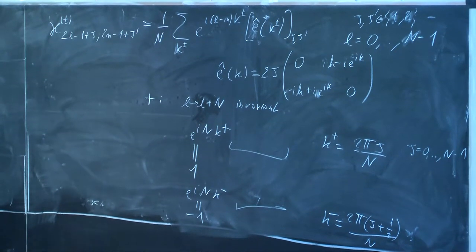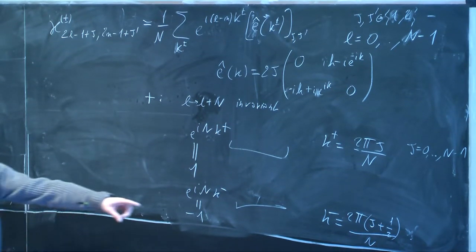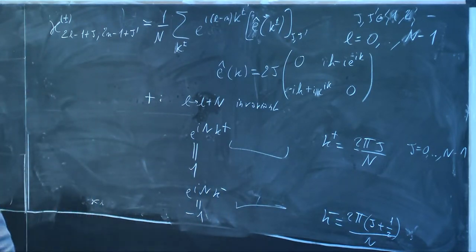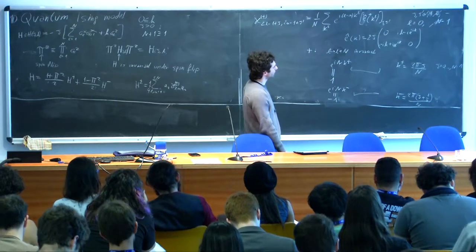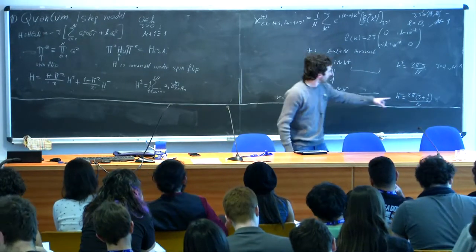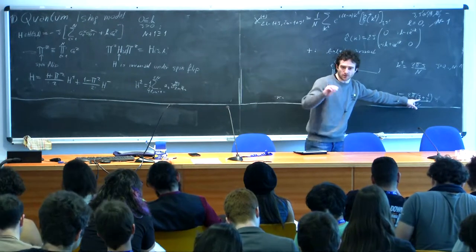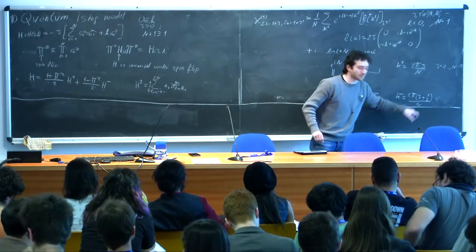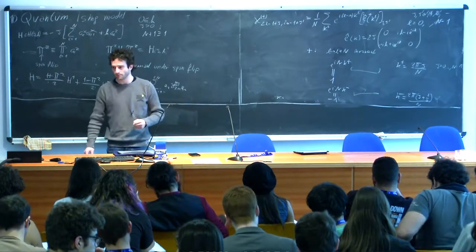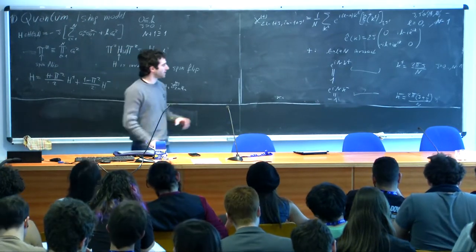You have simply to shift. Instead of considering integers, now you have to consider half integers. Why is this the case? Because when you multiply by n, you find a 2 pi j, which is irrelevant because it's in a phase, and then you have a 2 pi times 1 half, which is equal to pi, and e to the i pi is equal to minus 1, which is our condition.